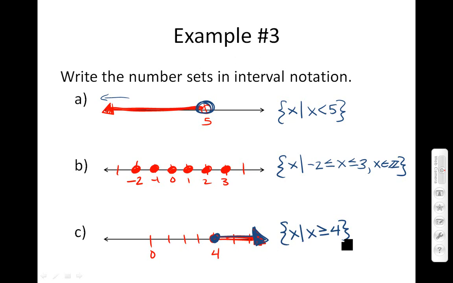Okay, this is interval notation. This is going to come in handy as we work further into functions, because we're going to use interval notation to express number sets that we call domain and range.